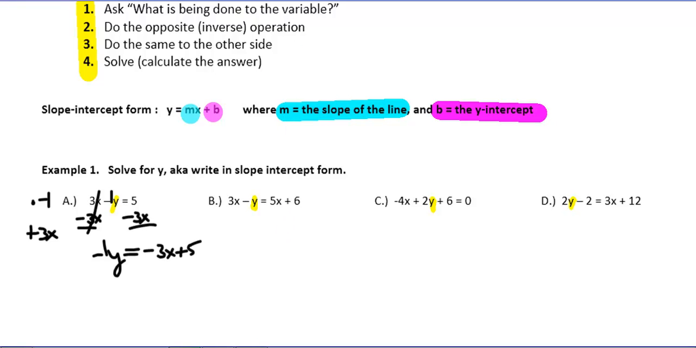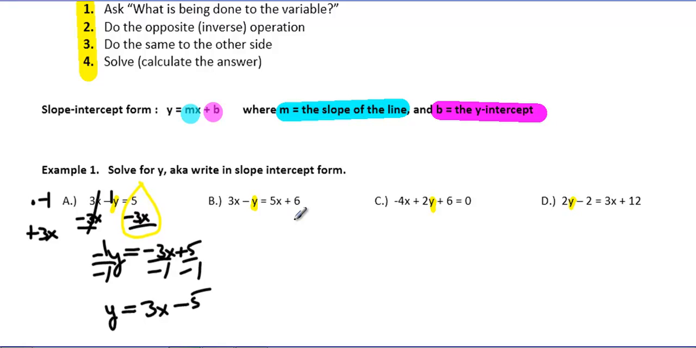Like we said yesterday, these are not like terms. Right here, those are not like terms. Do not try to combine them. Last step here, and this is very important: make sure you drop your negative sign down. We do have to divide by negative 1. When we divide, everything gets divided. So that would be 3x minus 5. Y is now by itself, and we are also in slope-intercept form.